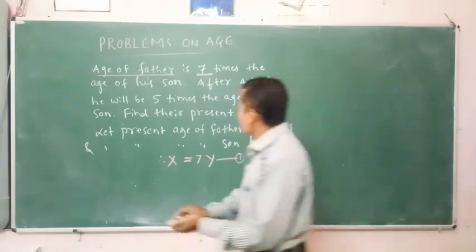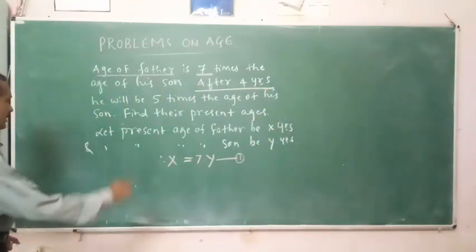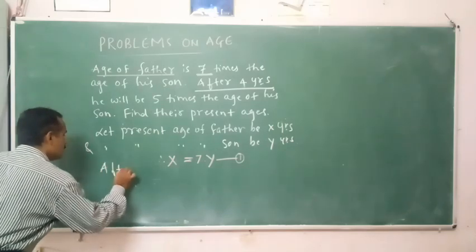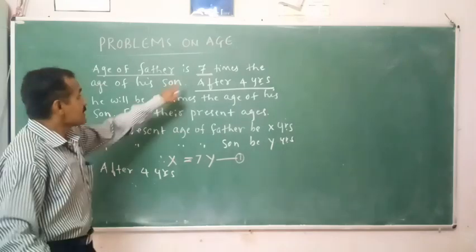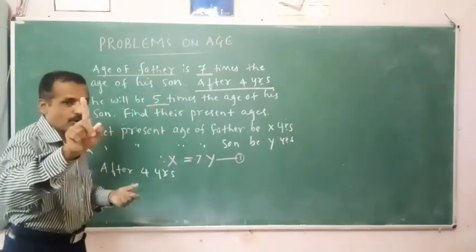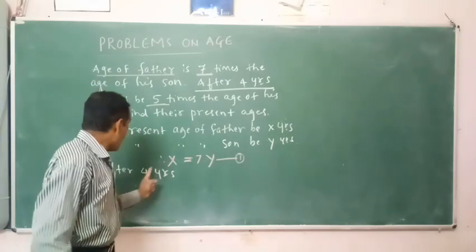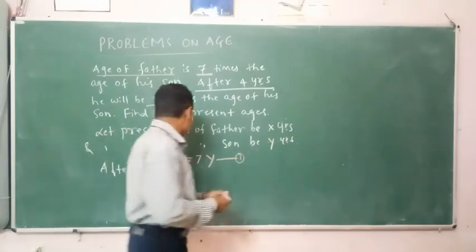Okay. Then what do they say? After 4 years. See, they have given one relation. Father will be 5 times. That I will not take for the time being. I will take after 4 years. I will increase their ages.